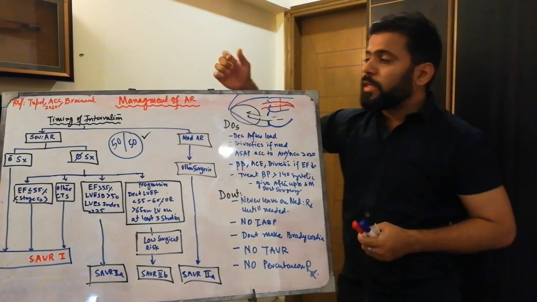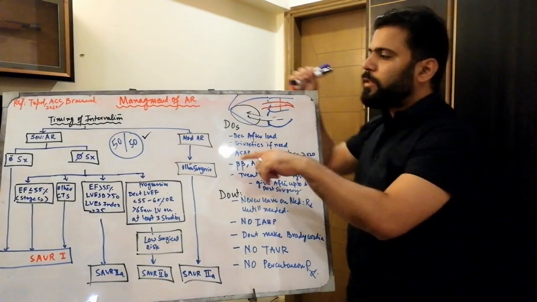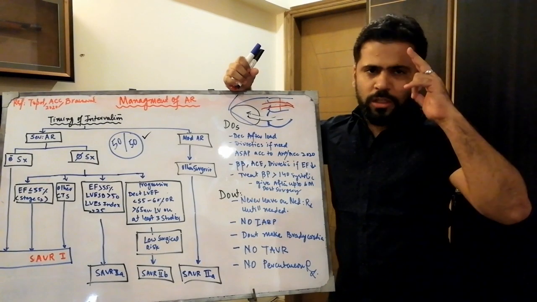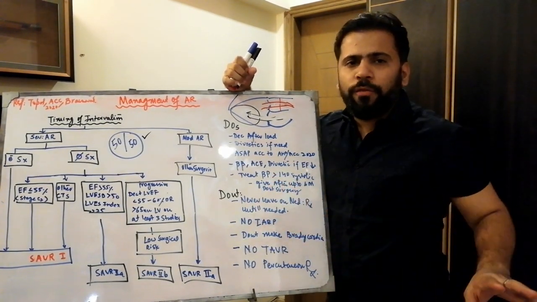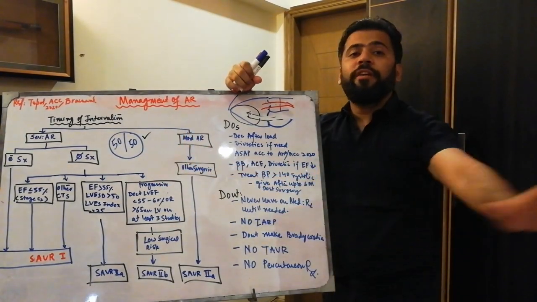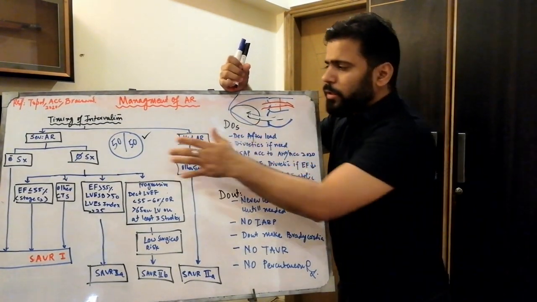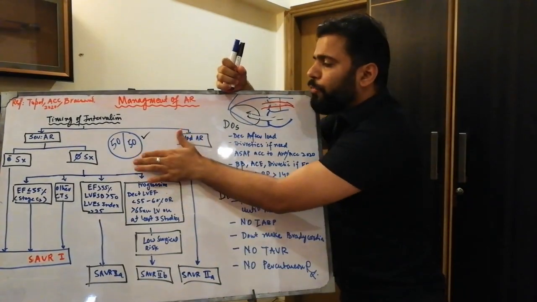But now the important thing is the timing of intervention, when we need to intervene. For the timing of intervention, if you just keep one thing in mind, then the timing will be easier for you guys. Number one is 50-50. What is the meaning of 50-50? Just remember the numbers 50 and 50.